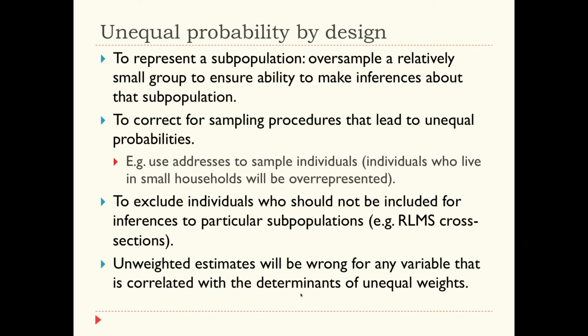Okay, now let's focus on the issue of unequal probability by design. Why would we have that, first of all? Sometimes we do this on purpose. We want, for example, to oversample a relatively small group. Because if a group is only, say, 2% of a population and we have a sample of 1,000, we're going to wind up with, on average, 20 people. That's not enough to really say anything about that smaller group.